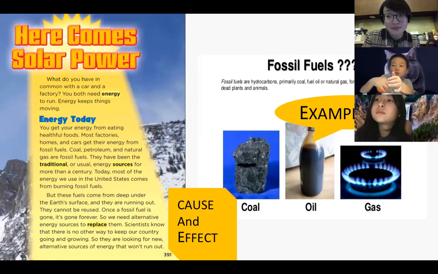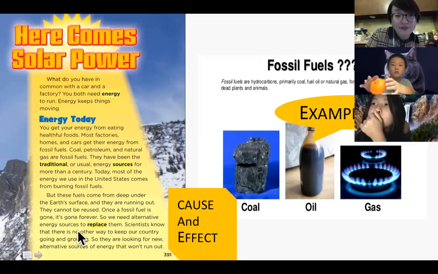Does it make sense? Okay, so let's look at the sentence here. Once a fossil fuel is gone, it's gone forever. It's a cause. So we need alternative energy sources to replace them. It's the effect. Okay, can you look at other cause and effects here? In the paragraph, are there any cause and effect logics?